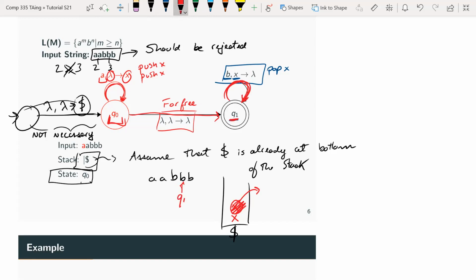And again, I'm going to do the same thing. From Q1, I read a B. And since X is at the top of my stack, I'm going to pop another X, right? So now I'm at Q1, right? So again, I'm still at Q1 and I'm reading a B, but now the problem is the dollar sign is at the top of my stack, right? And I don't have a transition for when I have the dollar sign at the top of my stack.